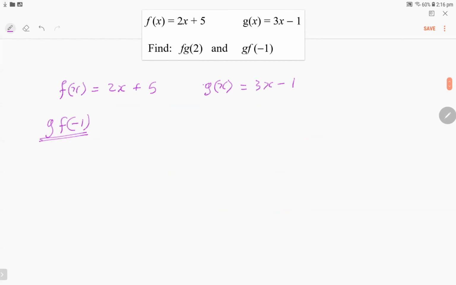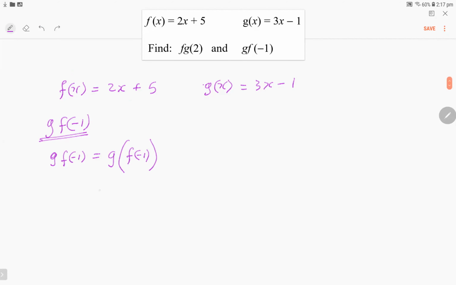Method 1 says we're going to find f of minus 1 first. So we have recognized that g of f of minus 1 means we're doing f of minus 1 first. How do we find f of minus 1? By putting minus 1 in the f function there.